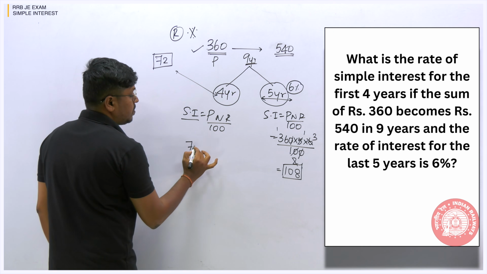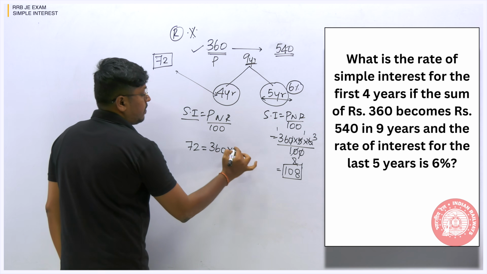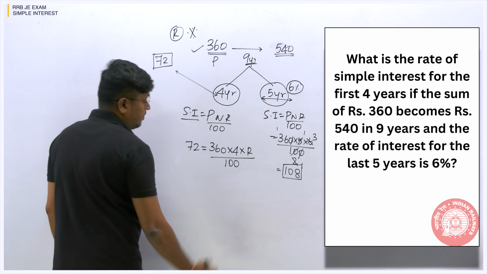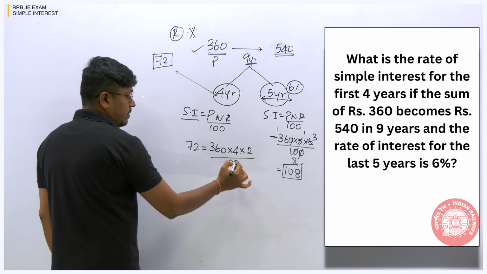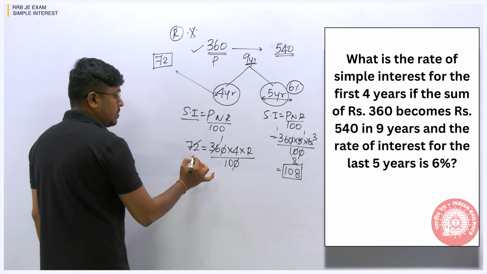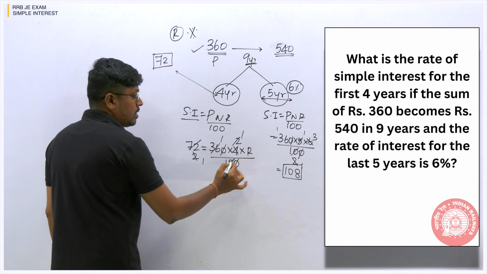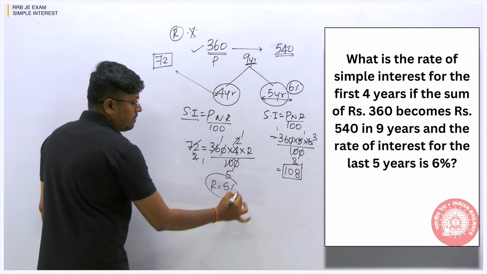So simple interest is what? 72. Principal is what? 360. Number of years is 4. And what about the rate of interest? That is what we need to find, right? So now try to cancel it. We can cancel the zeros here. 36 one time, this will be 2 times. So 1 2 is 2, 2 2s are 4, 1 2 is 2, 5 2s are 10. So finally the rate of interest is 5%.